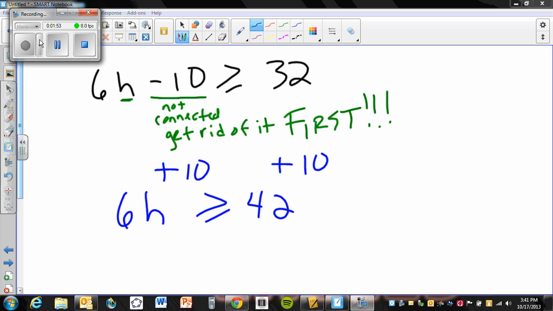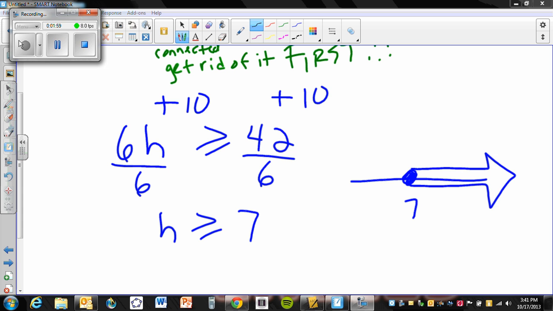Now we have a one-step equation, which is what we did all week long. Divide by 6 on both sides. h is greater than or equal to 7. When you graph it, on your number line, give me your starting number. I want to see a closed dot because it says it's equal to also, and our inequality arrow is pointing that way, so our shading area will also point that way.